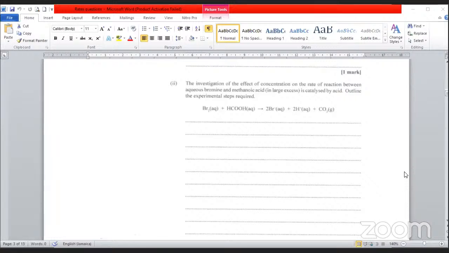Now, this has 7 steps. So if you gave 6 to 7 steps, you get all 4 marks. 4 to 5 steps out of the steps that were just given, you get 3 marks. 2 to 3 steps, you get 2 marks. And 1 step, you get 1 mark.